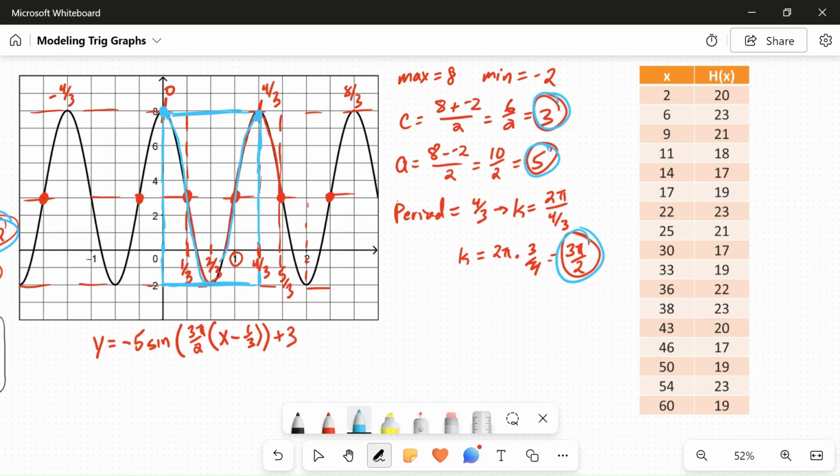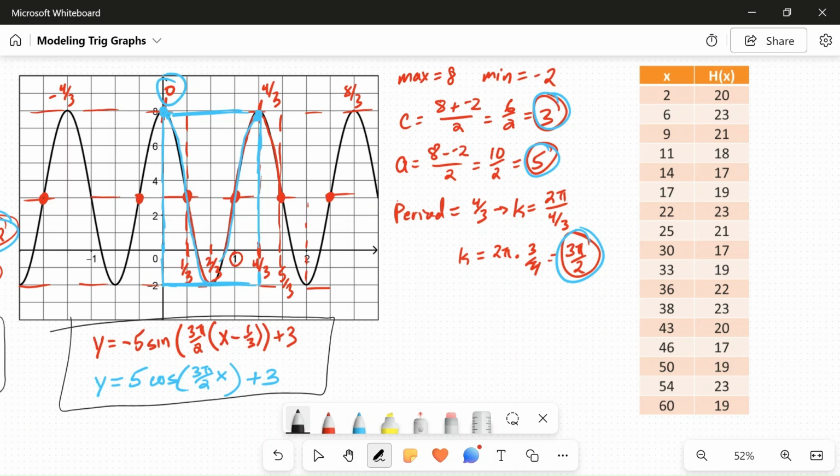Okay, so my cosine graph is y equals, since I'm starting at the maximum, I am not reflecting it. So it's going to be +5. Cosine, the 3 pi over 2 stays the same. The b value in this case is 0, so I actually don't need to put anything here. I can just say it's x. It's technically x minus 0, but again, we don't need the 0. So I only need one set of parentheses and then plus 3.